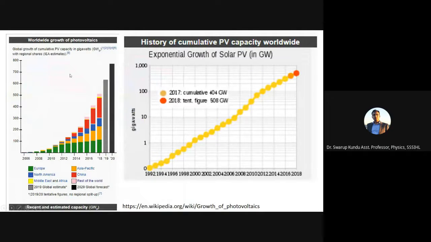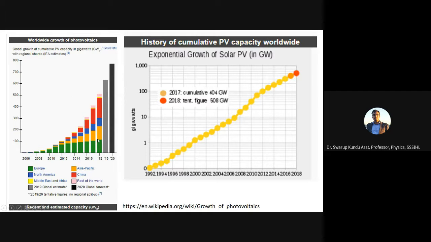Right. So this is the worldwide growth of photovoltaics. Here you can see that all are on photovoltaics only. Europe, you see, started at the very beginning, in 2008 itself. They had a good contribution among all the countries, and it keeps on growing. This scale is in gigawatts. In 2020 it was projected at around 800 gigawatts of power production from photovoltaics.